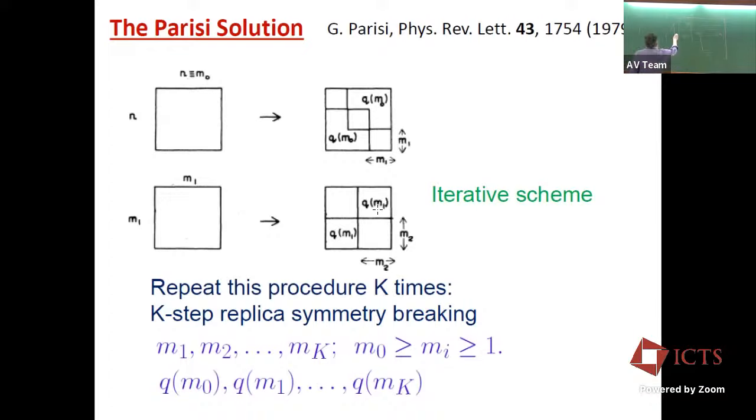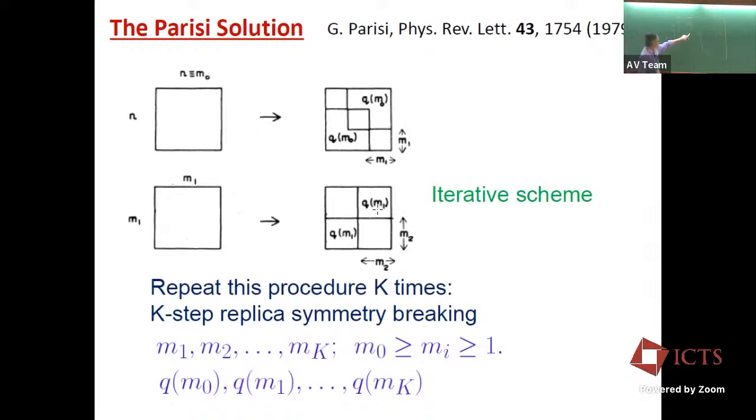Then this block, which is now M1 in this direction and M1 in that direction, I can again do this, and this will be now M2. And I will say that inside this block and outside this block is different now.